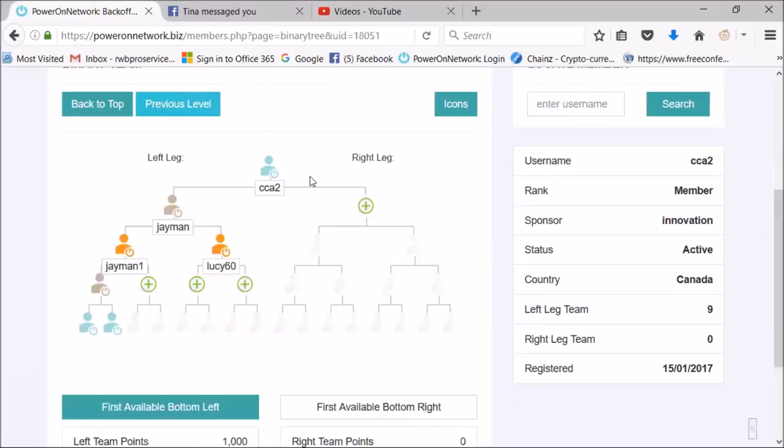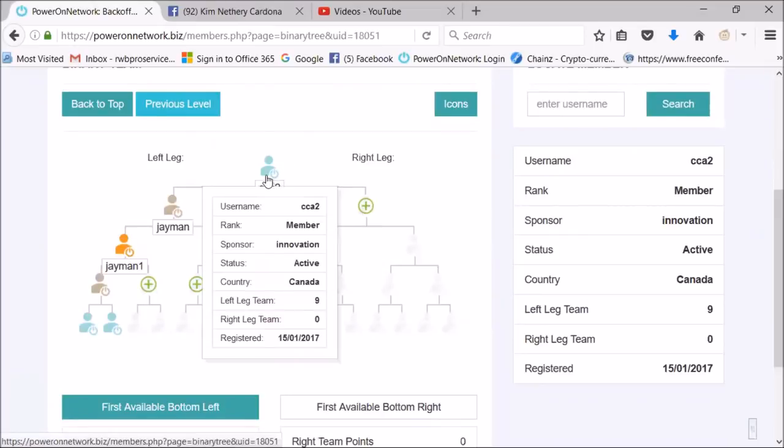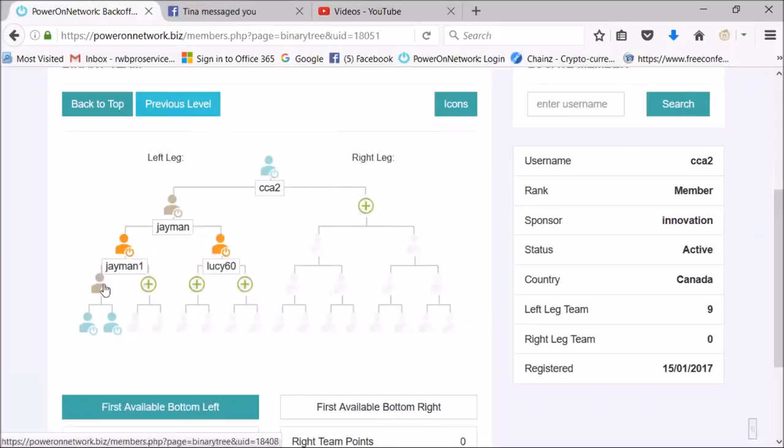If you hover over any of the icons that doesn't have a circle with a plus in it, you can see their username, their rank, who sponsored them, their status, how many are on their left, how many are on the right, and when they signed up. You can do that with each of these people here, very simply done. You're not going to see pluses down underneath here because you have to put this one in before these can pop up, okay? So forth and so on.